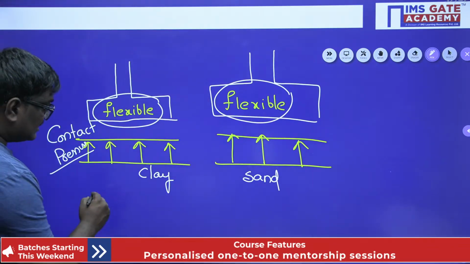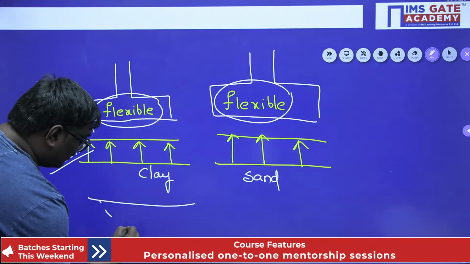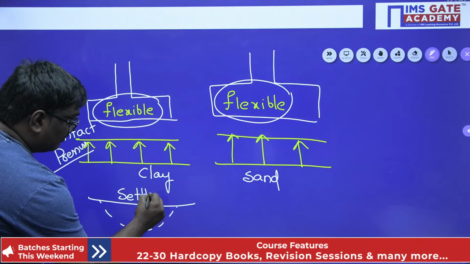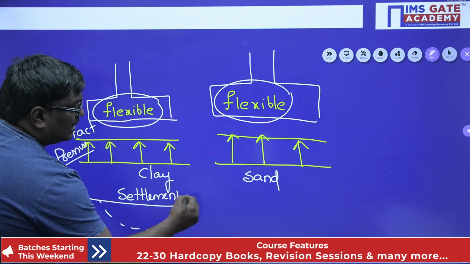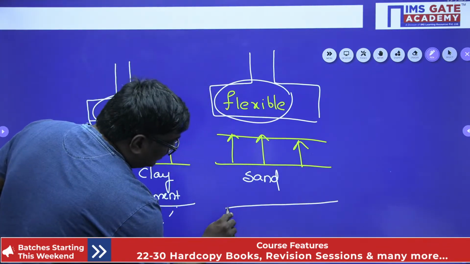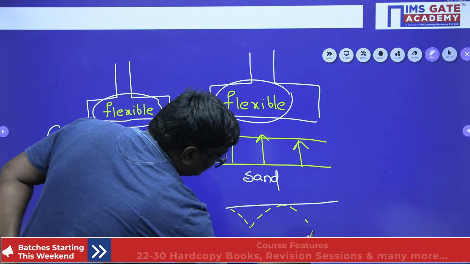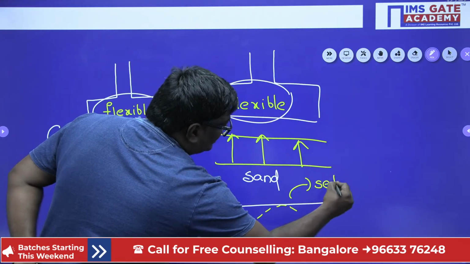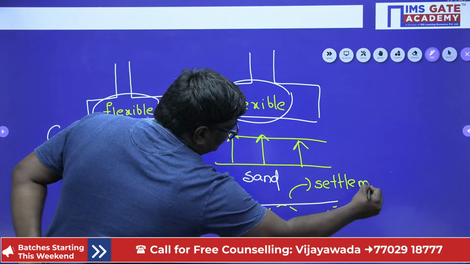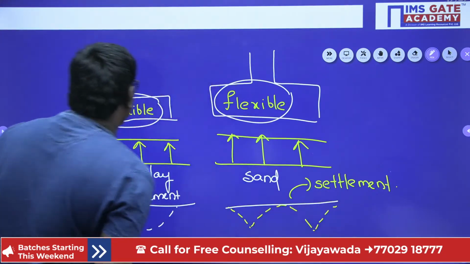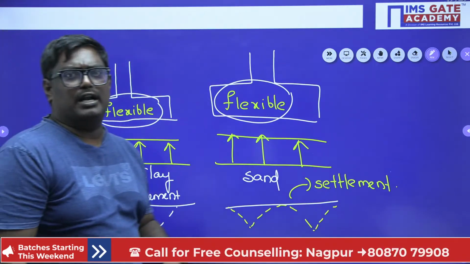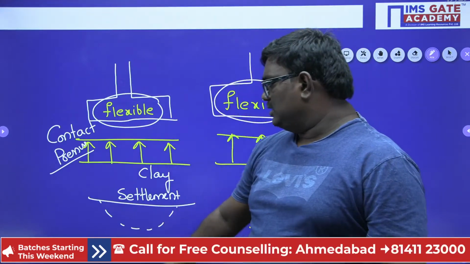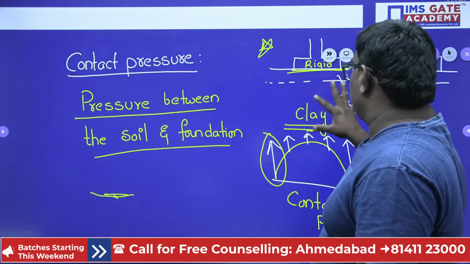But if you see, the settlement will be varying parabolically. This is the settlement graph. It will be parabolic here, and in case of sand, the settlement will be something like this. Here you have to observe where the settlement is maximum and where it is minimum. So these diagrams are very important. You just remember these diagrams.